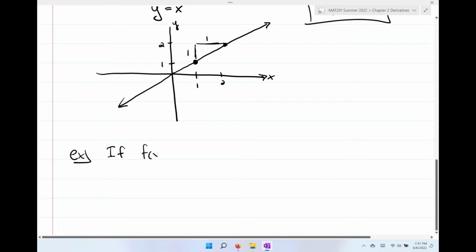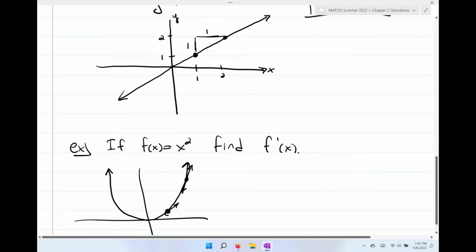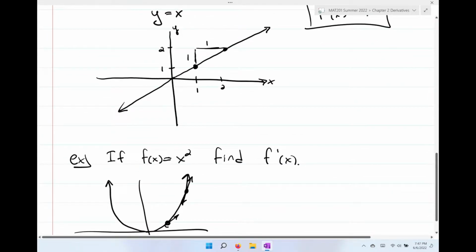If f of x equals x to the second, find the derivative. All right. Now, remember, like I said, it's not as intuitive because if you look at f of x equals x squared, it's a parabola, it's a curve. And we know the slope, let's say at this point, is entirely different from the slope at that point right there. They are two completely different slopes. So the slopes are constantly changing. In the previous example, that slope is constant. It's always going to be 1.